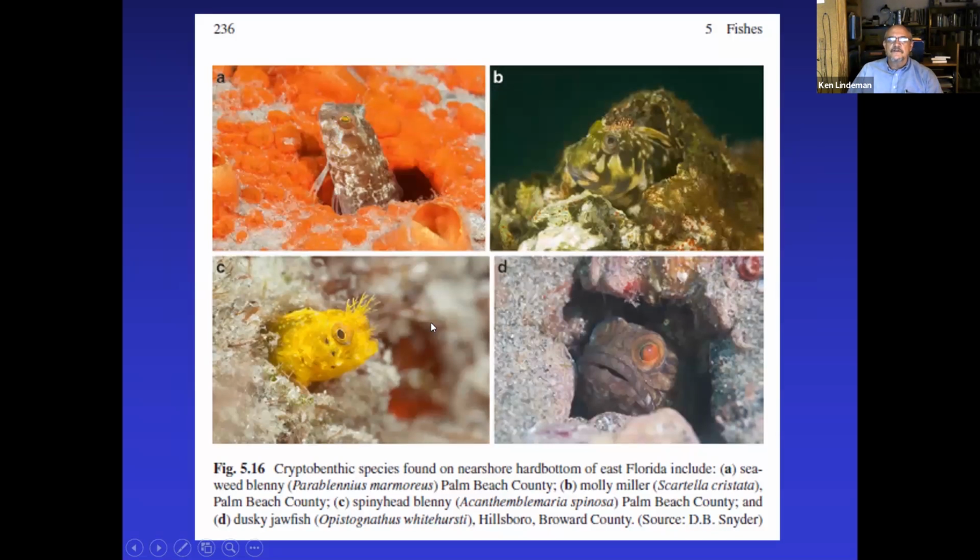We want to emphasize that many of the fishes on these reefs are not known at all to most folks, even folks that may know these reefs somewhat. This montage is from chapter 5 in the book, put together by David Snyder, and it shows the extraordinary diversity of life operating at very small scales on these habitats. These are what are called cryptobenthic fish species, including blennies of different types, as well as jawfish.